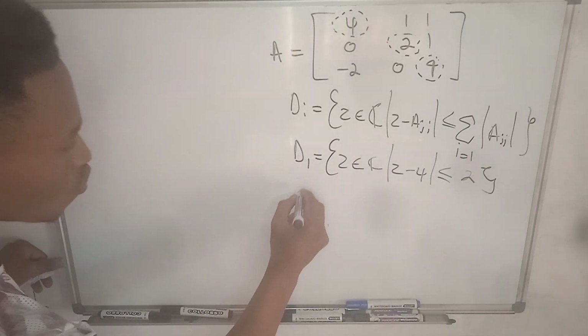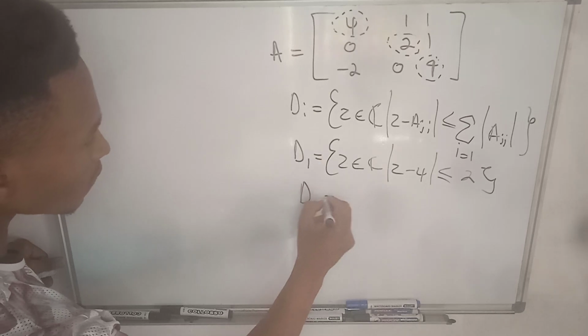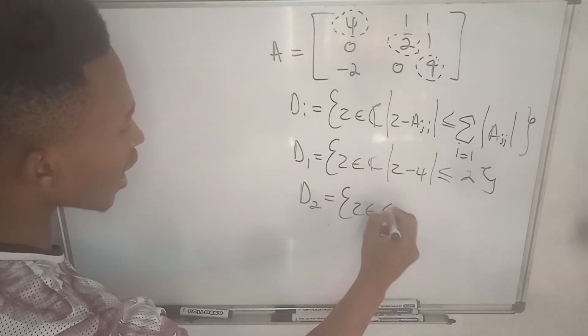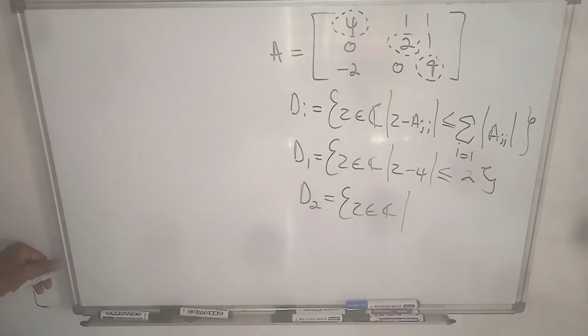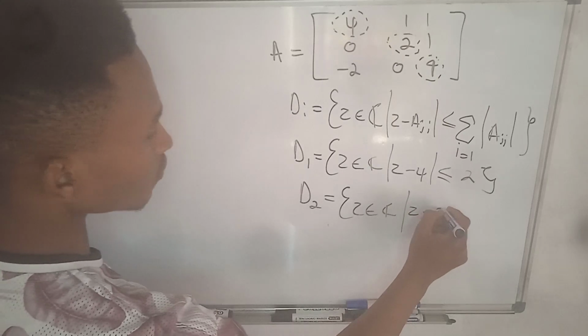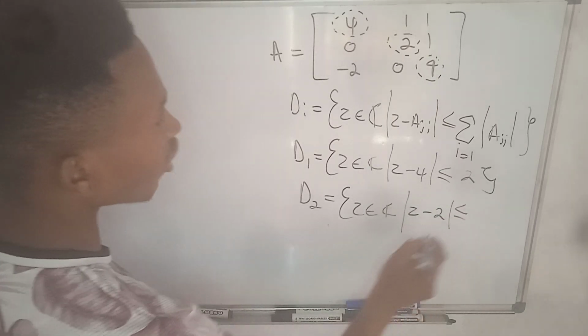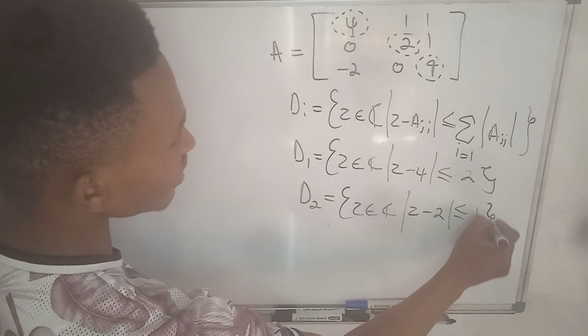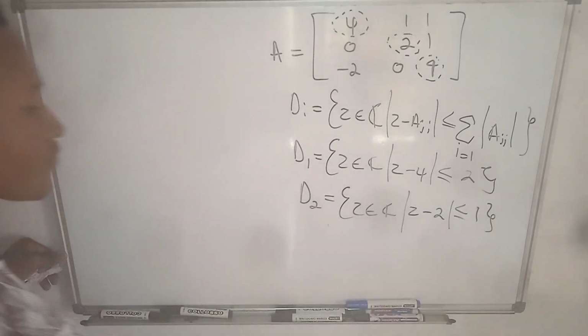So let's check D2. The absolute value of z minus 2 is less than or equal to 0 plus 1, which is just 1. So my radius in this case is 1.